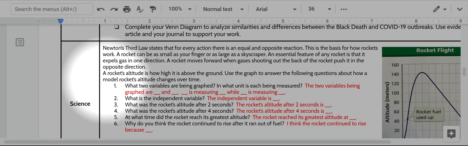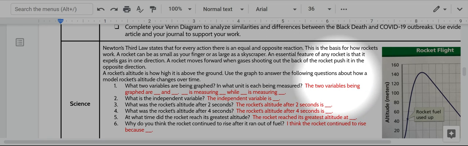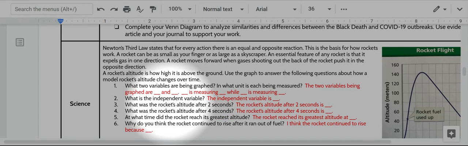Let's continue. A rocket's altitude, that's how high it is above the ground. Use the graph to answer the following questions about how a model rocket's altitude changes over time. Remember, altitude is how high it will go. So number 1, what two variables are being graphed? And in what unit is each being measured?